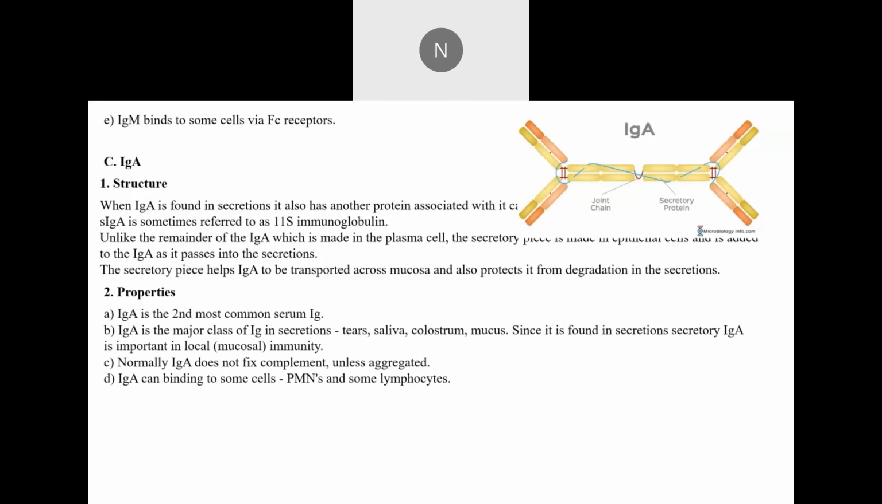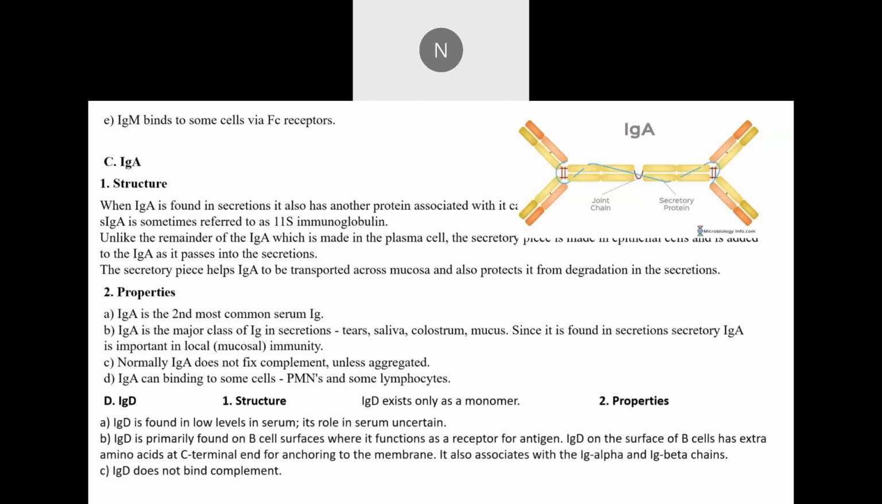IgA is a major class of immunoglobulin in secretions like tear, saliva, colostrum, and mucus. It doesn't fix complement unless aggregated, and it can bind to some cells like polymorphonuclear cells and lymphocytes. And IgD structure is a monomer. The properties are that it is found at very low levels in the serum, it is primarily found on the B cell surfaces, and it does not bind to complement.